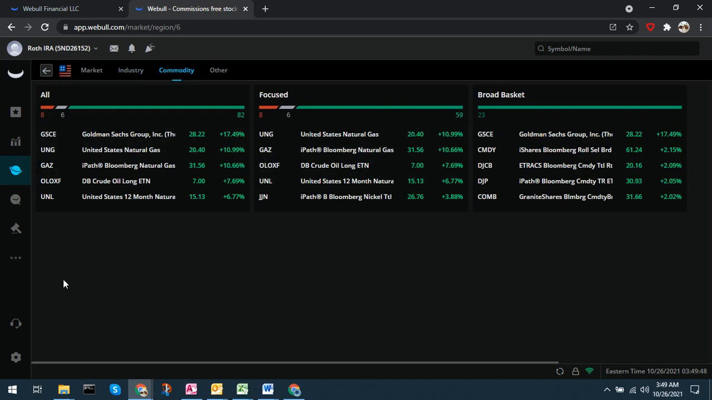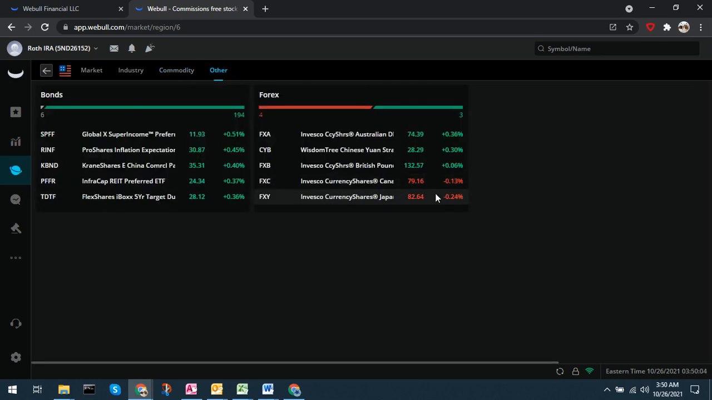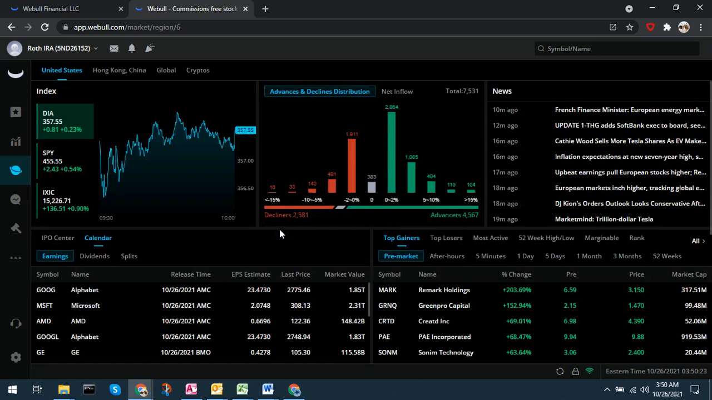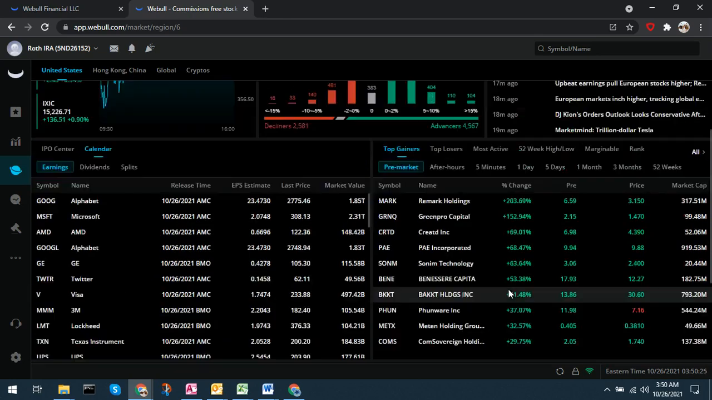Again, the same tabs that were on the left-hand side in the pane are on the top in the All screen, so we can select commodities. We can see the most popular ETFs across all of them, focused ETFs, broad basket. You see other kinds of bonds, what ETFs, again, are they longing or shorting bonds, and Forex, foreign currency. If you're a Forex trader, you can use this to help you choose the most popular Forex ETFs. So again, very useful features.